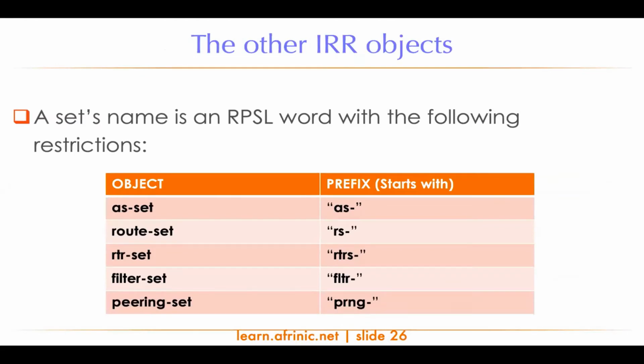So there are some other IRR objects, which we will not dwell on here. I talked about the AS-SET already. There is the route-set, there is the rtr-set, there is a filter-set, there is a peering-set. So these are some other objects that can be used by RPSL to specify their routing policy. So we just saw here the various IRR objects that are used by network operators to store their routing policy, to tell which prefixes they are entitled to originate and which prefixes are from their customers.